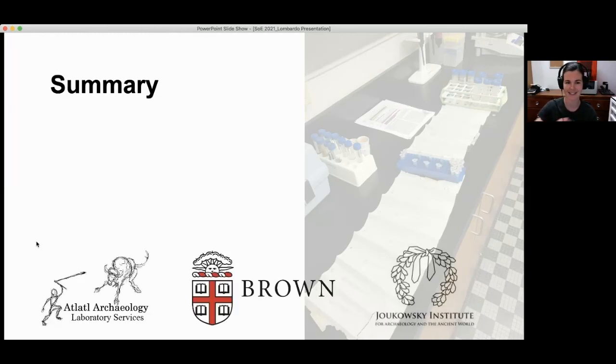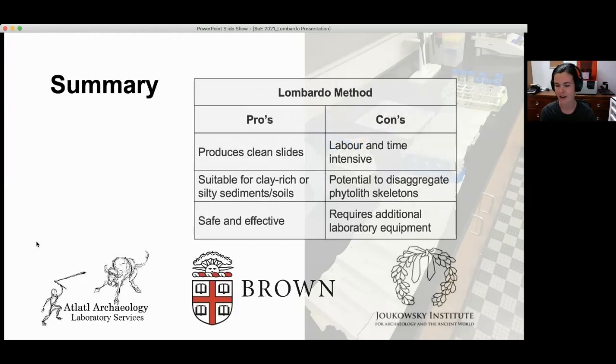On to the next slide, the summary. For every processing protocol, there are going to be advantages and disadvantages. For a few assemblages that I've seen from North America to Petra, the Lombardo method has literally turned cluttered, really messy slides into clear and dependable slides that you can count and identify phytoliths confidently on. Reliable phytolith analysis would not be possible without experimenting with different protocols that are suited to the sediments that you're working with.